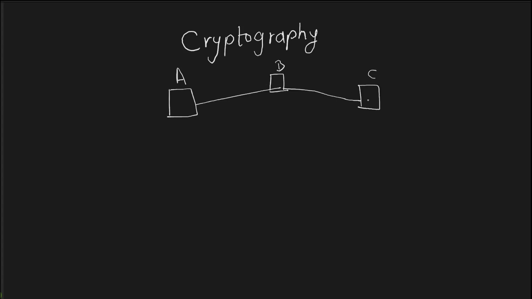So A wants only C to know what the message really is, but it has to send it through B, and B is really not trustable. So B might either look at the message or might even change the message. So what do we do?